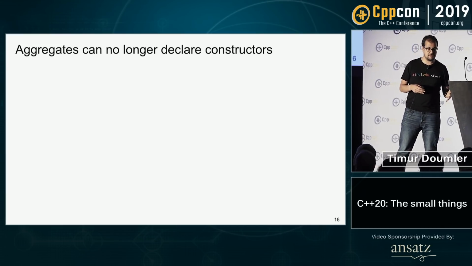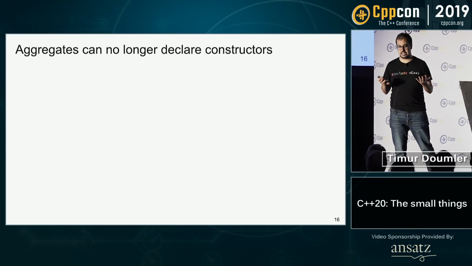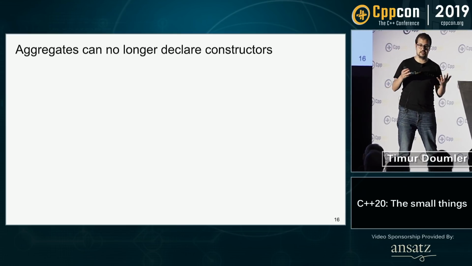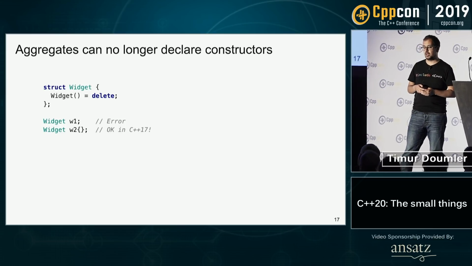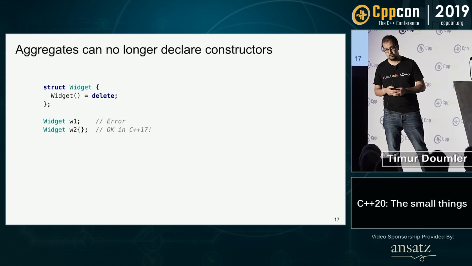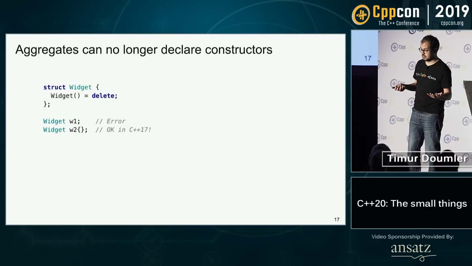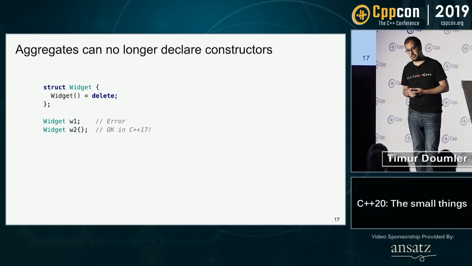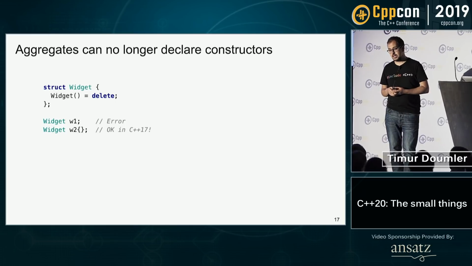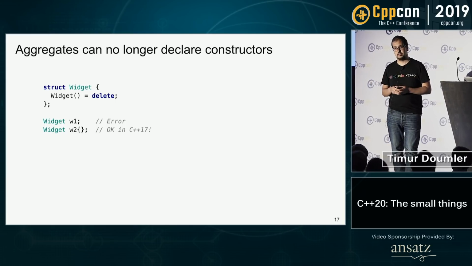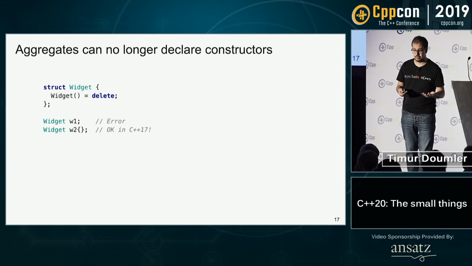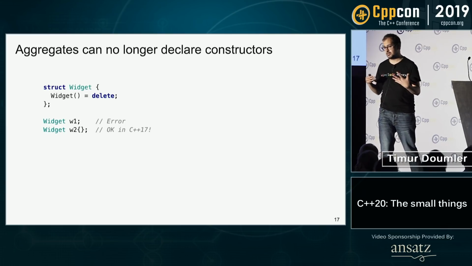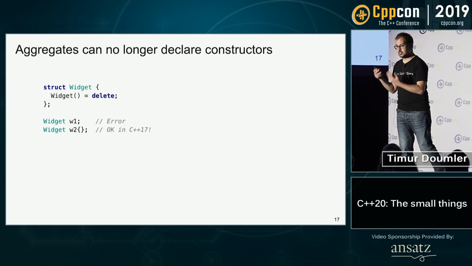Before, you could have constructors that are user-declared as long as they're not user-provided. So you could do something like this, right? Where you have a struct and you delete the default constructor. So it's not user-provided, okay? And in C++17, this class is an aggregate. Clearly, the intent of such a class is not that it is an aggregate. The intent is you shouldn't initialize those things, right? If you ever write something like this, what you want to communicate to the user is you're not supposed to initialize this class. You're not supposed to create an instance of that.